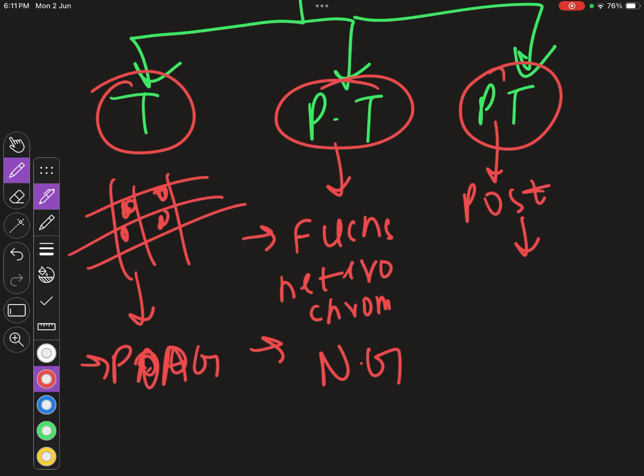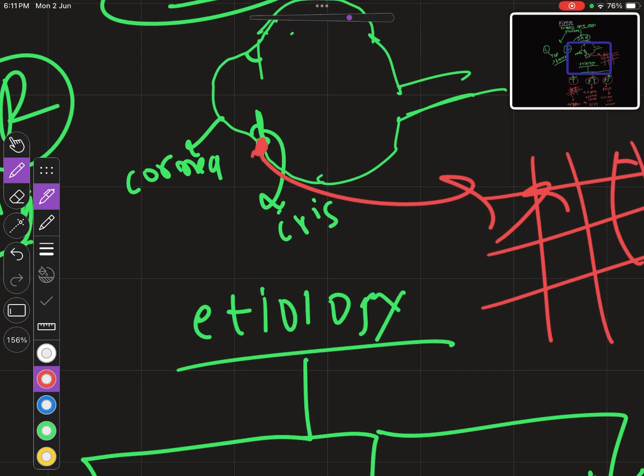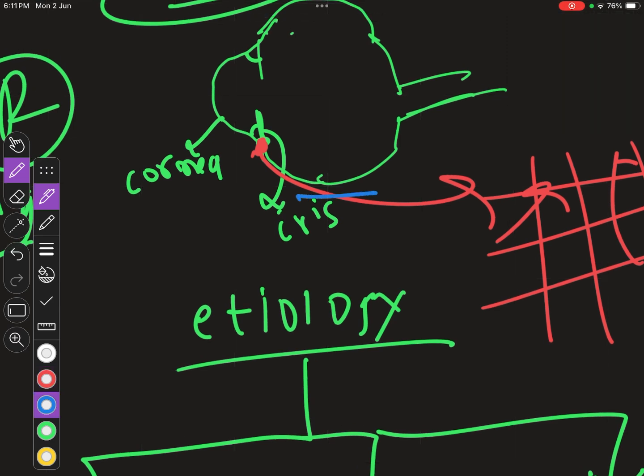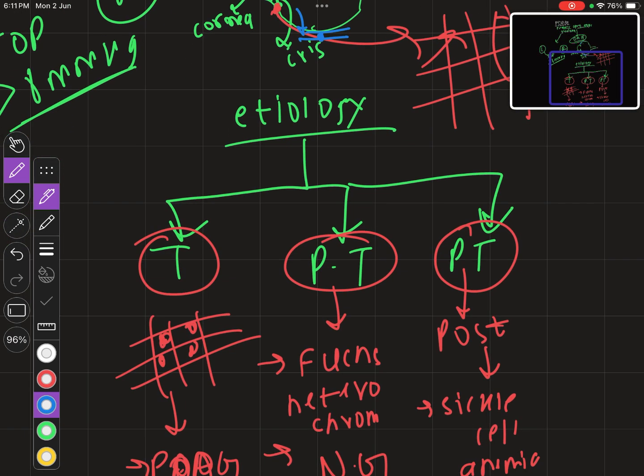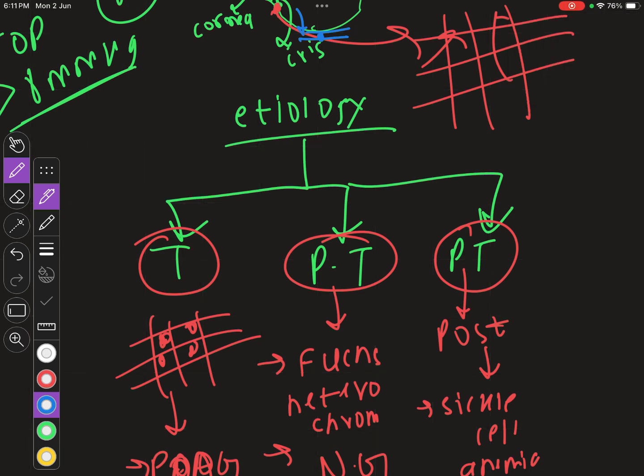And among the post-trabecular causes, we have sickle cell anemia, because there is sickling of the RBCs and it forms a clot in the episcleral veins, which are outside. Since the pressure is increased in the episcleral veins, if I form a clot here, it won't allow the aqueous humor to be drained out of the eye, and the aqueous humor will start collecting inside the eye, which will raise the IOP. So this is the etiological classification.